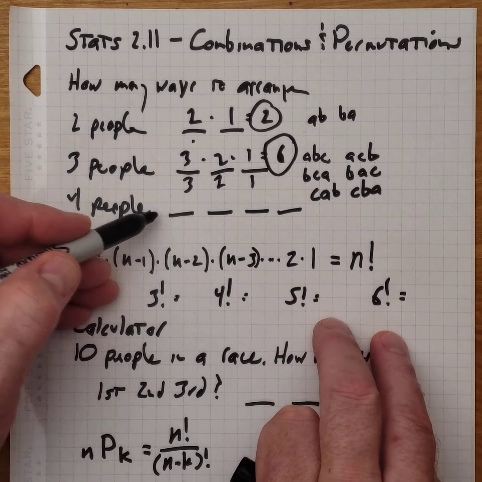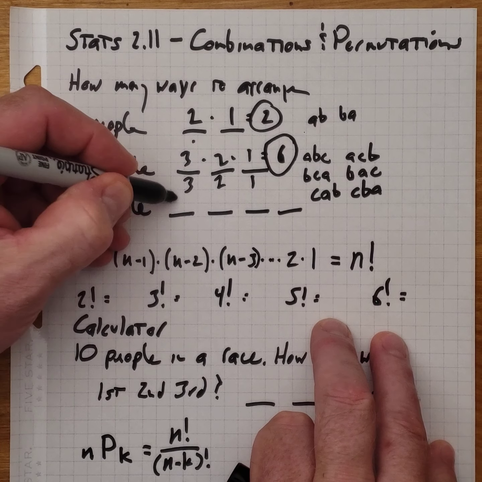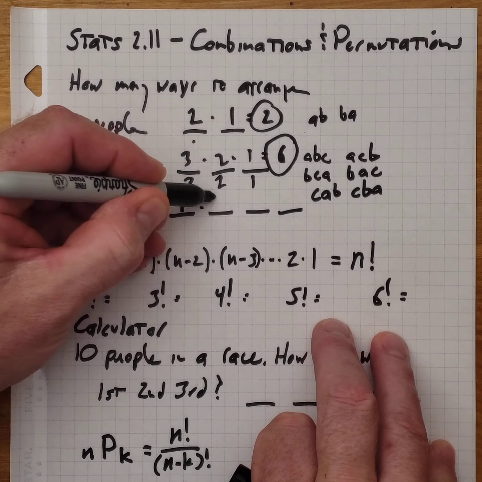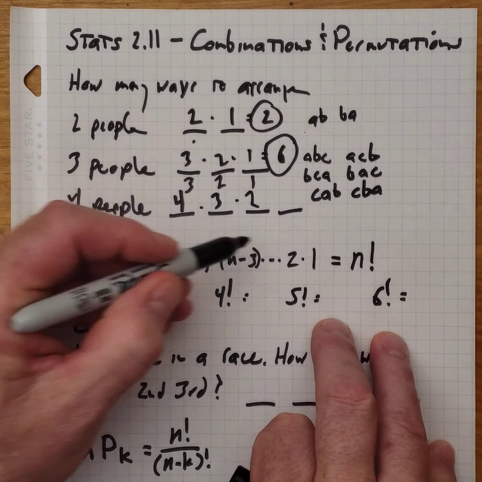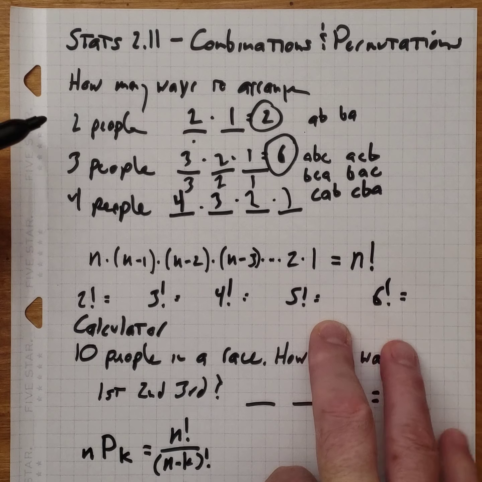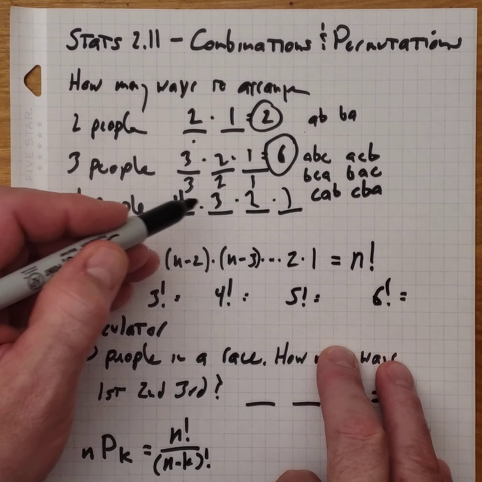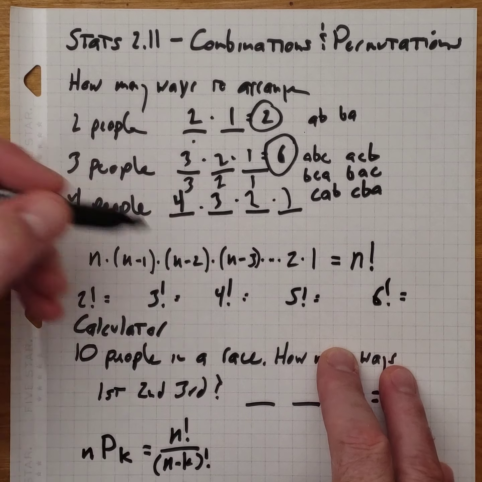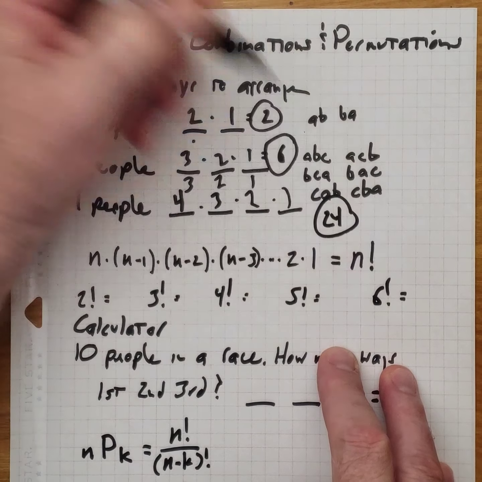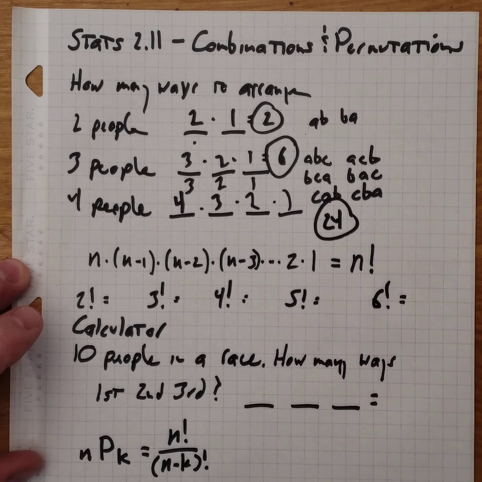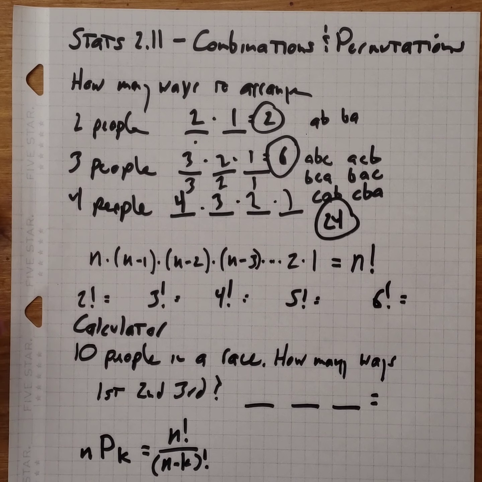So how about 4 people? 4 options for first place. That leaves 3 options for second, 2 options for third, and 1 option for fourth place. And it didn't leave room there, but 4 times 3 is 12, times 2 is 24, times 1 is still 24. There'll be 24 ways to arrange 4 people.